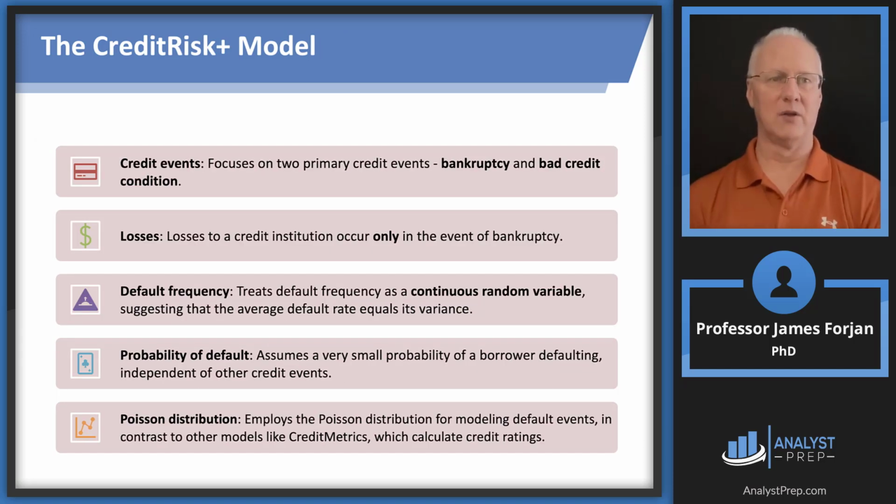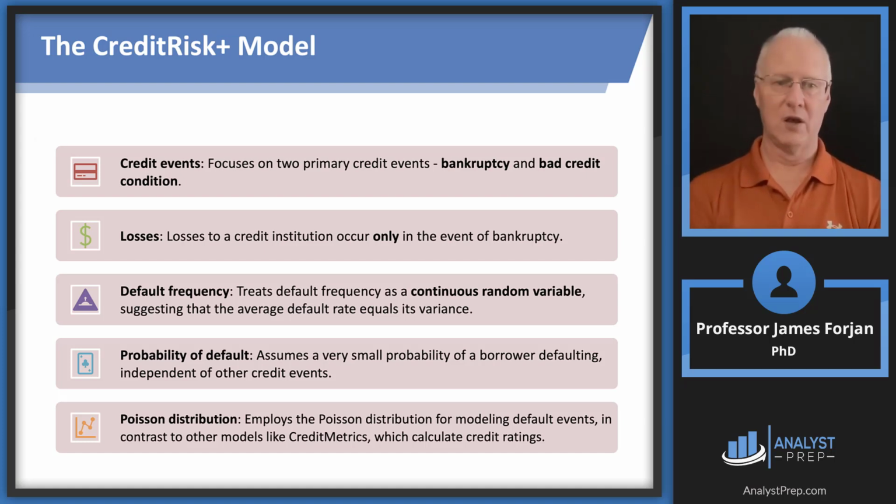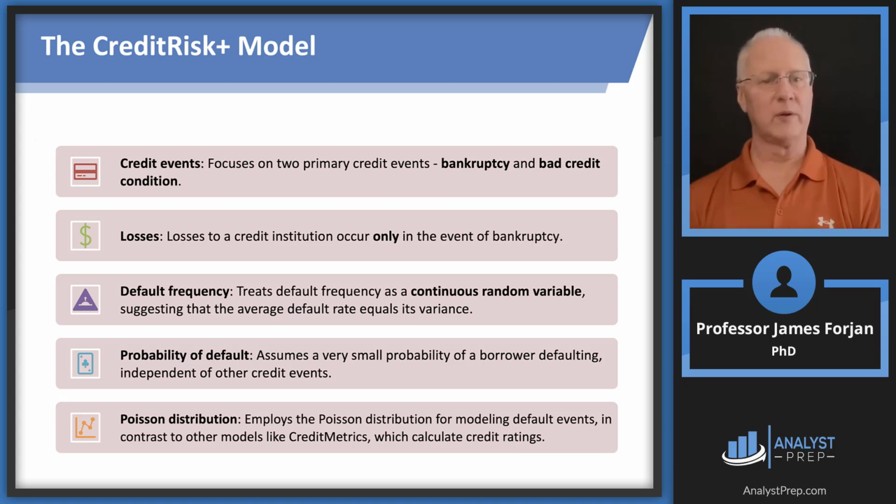How about this last model, the CreditRisk Plus model? That first block up at the top, this is the exam question there. 2 primary credit events, bankruptcy or a bad credit condition. We'll go ahead and compute those losses there. We'll compute default frequency and probability of default. They talk about the Poisson distribution down there.